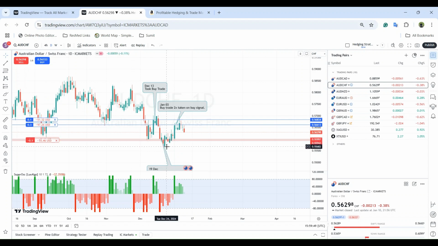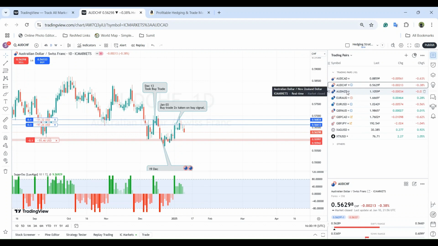That went against me again, and on the 3rd of January, I had to take a buy trade, and it went in my direction in the first couple of days, but you can see that it's reversed. So you can see that we are in a hedged position. The idea or the plan is to come out of this at break even. So let's see how that one goes.